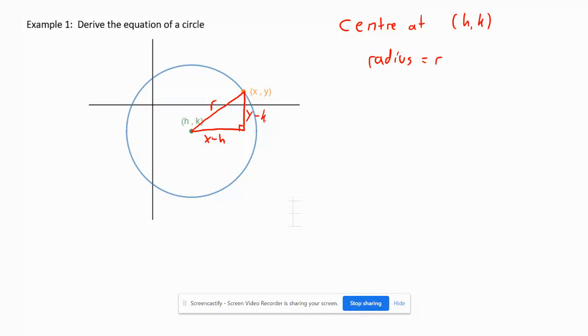So what we have here is a right triangle, and one of the ways we can relate the three sides of a right triangle is with the Pythagorean theorem. If this is like a, b, c, this applies to (x minus h) squared plus (y minus k) squared equals r squared. And so this is the equation of a circle.